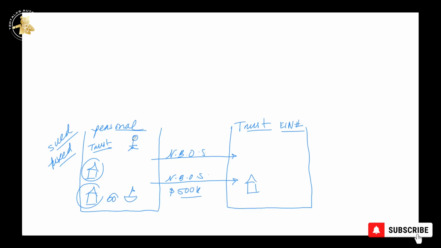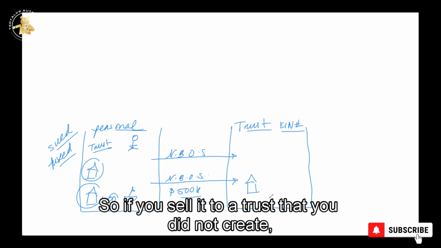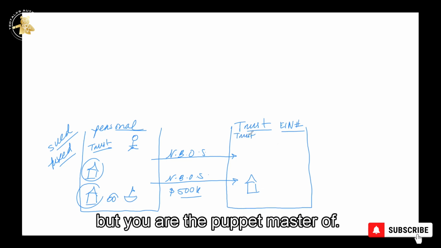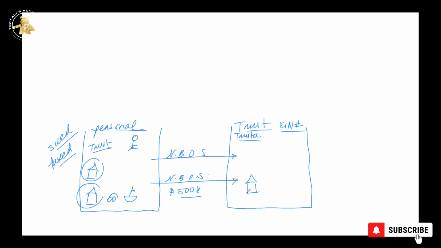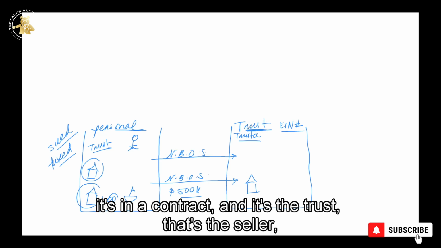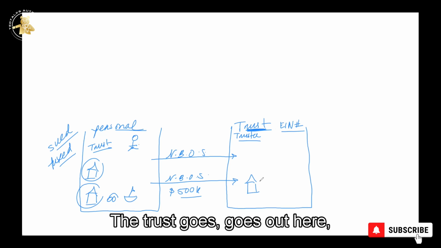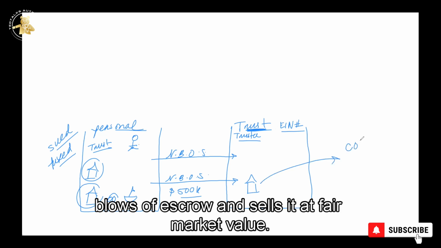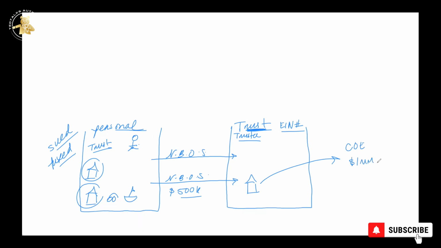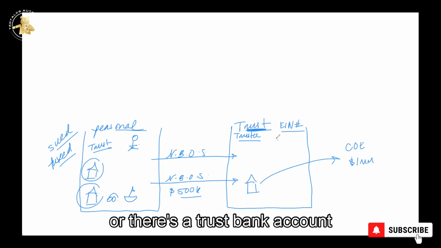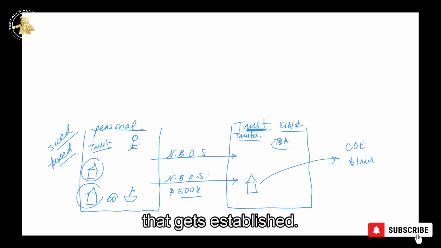It's not you. So if you sell it to a trust that you did not create, but you are the puppet master of, so you are the trustee of this trust, you work with your real estate agent, it's in a contract, and it's the trust that's the seller, not you. The trust goes out, close of escrow, and sells it at fair market value. So we'll say it's $1 million. Then a trust bank account gets established.